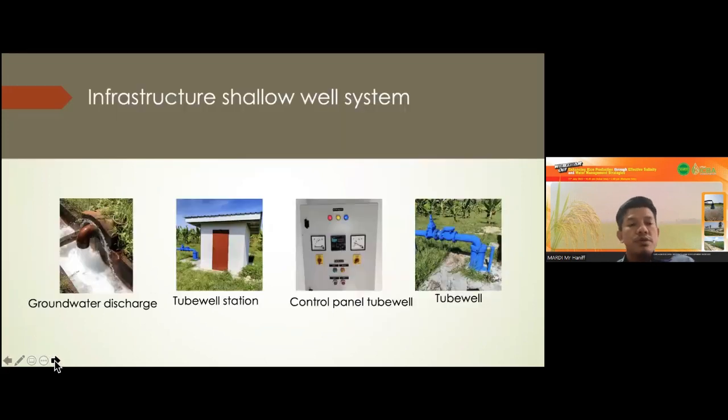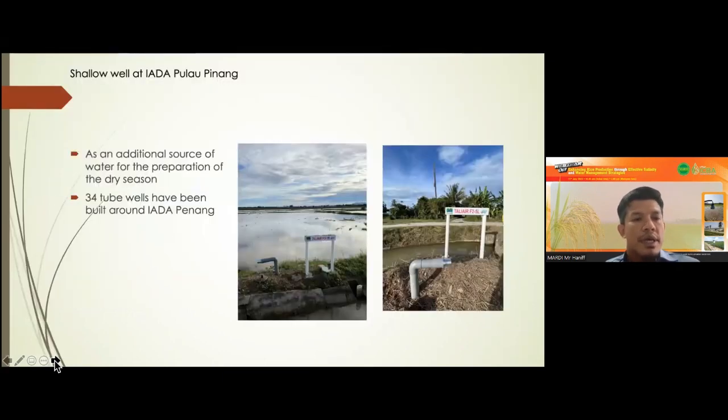Okay, another approach that we have, we can construct shallow well system infrastructure in areas with good groundwater availability. So this is the shallow area, about 20 meters to 30 meters depth. At IADA Pulau Pinang, 34 tube wells have been built around the granary area to prepare for the dry season.